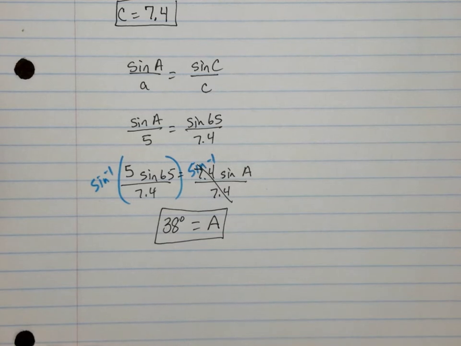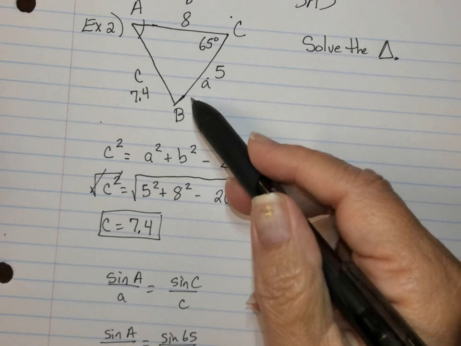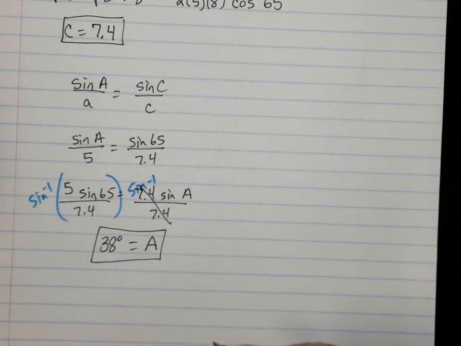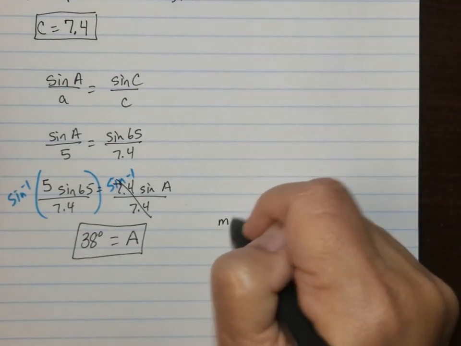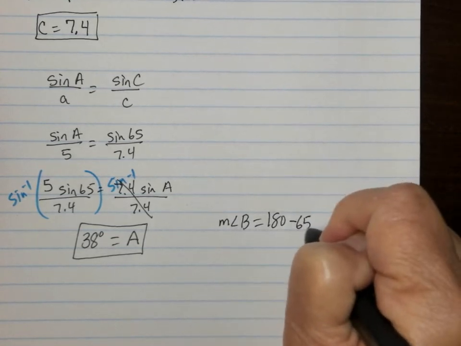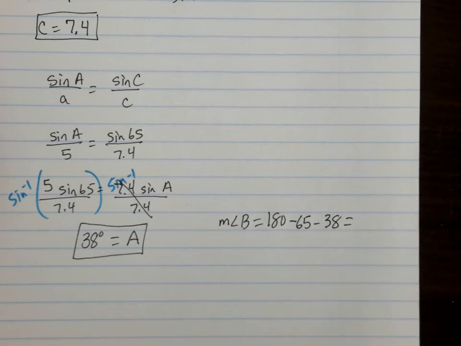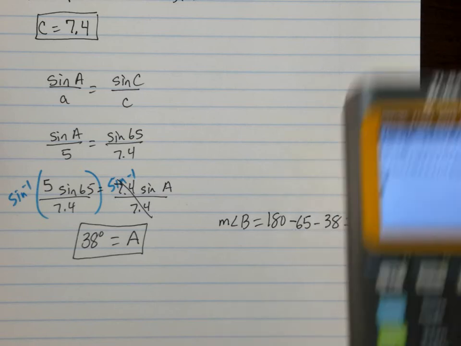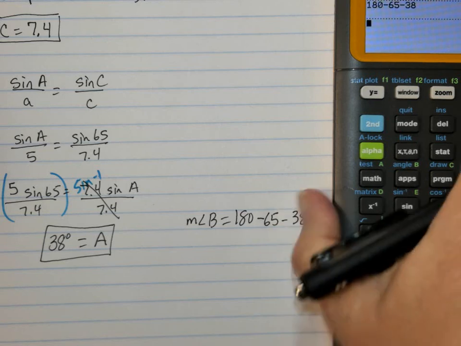All right, and now we need angle B. We could find angle B with law of cosines, law of sines, but don't forget about that triangle sum theorem. The sum of the angles in a triangle is 180. So the measure of angle B is just equal to 180 minus the 65 from angle C minus the 38 from angle A. That gives 77 degrees.